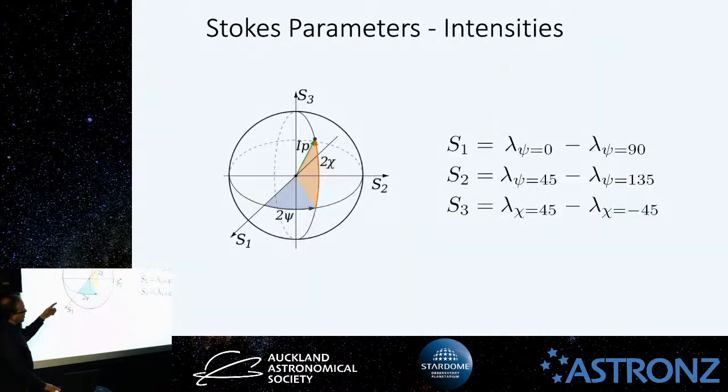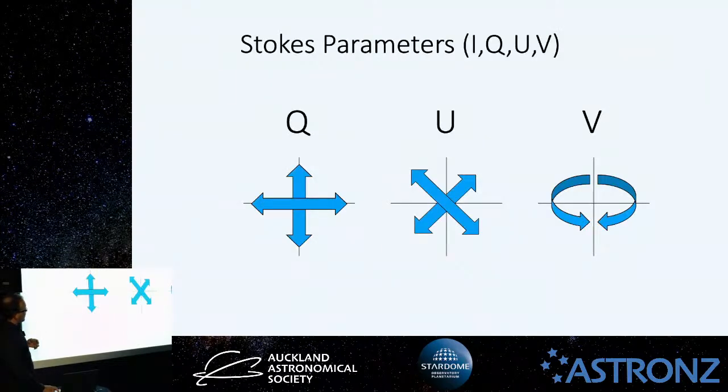What we have been calling S1, S2, S3 are more commonly called Stokes Q, U, and V. So Q is the difference between horizontally polarized and vertically polarized light, and U is the difference between linearly polarized light at 45 minus linearly polarized light at 135 degrees. And then Stokes V is the difference between left-handed circular and right-handed circular polarization.